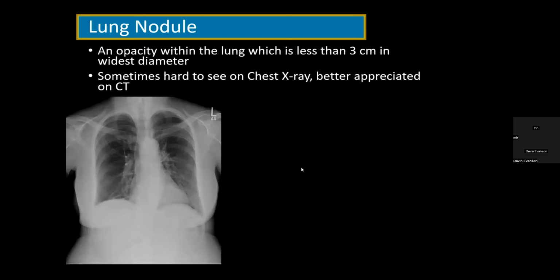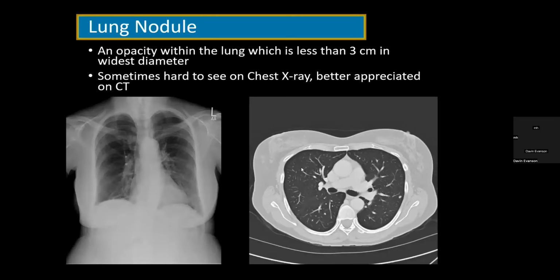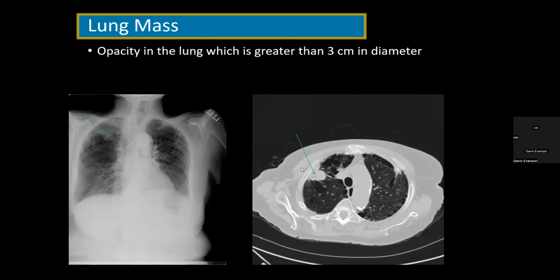And for those going to thoracic surgery, lung nodules are less than 3 centimeters, and then lung masses are more than 3 centimeters. Chest x-ray is one of the hardest things to read. It takes lots of practice. And that's why we have the Truth Machine, the CT, to help us.